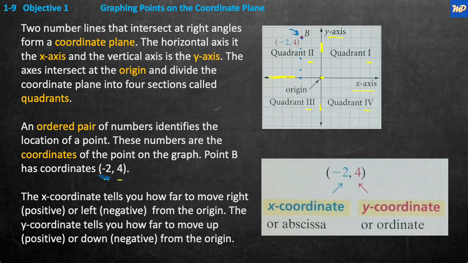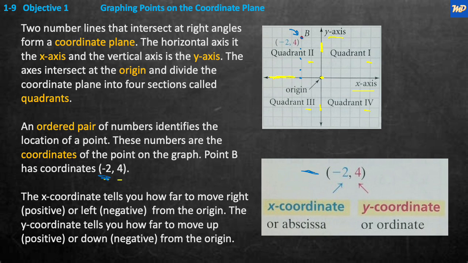Okay? The x-coordinate tells you how far to move to the right or left. So it's right for positive and left for negative from the origin. And the y-coordinate tells you how far to move up or down, which up is positive, down is negative from the origin. And here you can see the definition of our ordered pair right here. The ordered pair, -2 and 4.